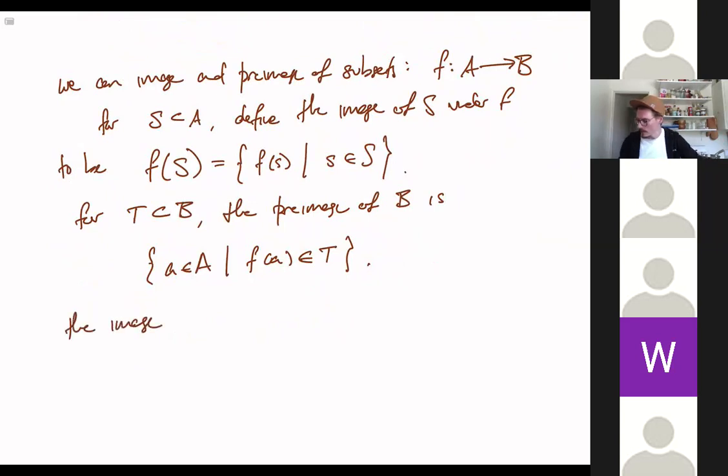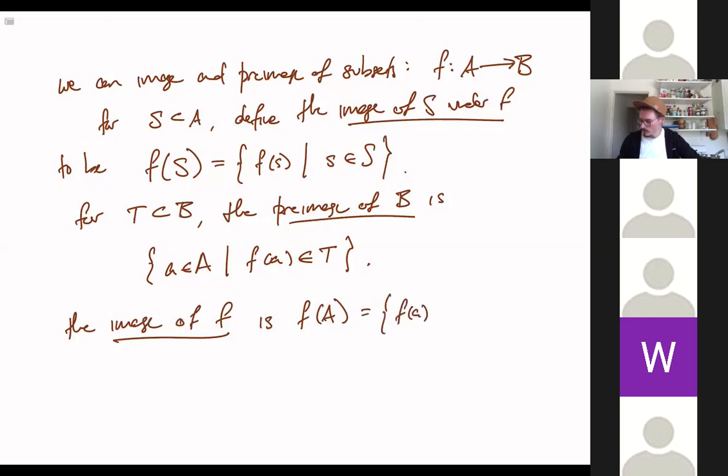So let me underline my definitions here. The image of F, so F is our map. What is the image of F? It is the image of the whole domain. So this is what it means to say the image of a map.